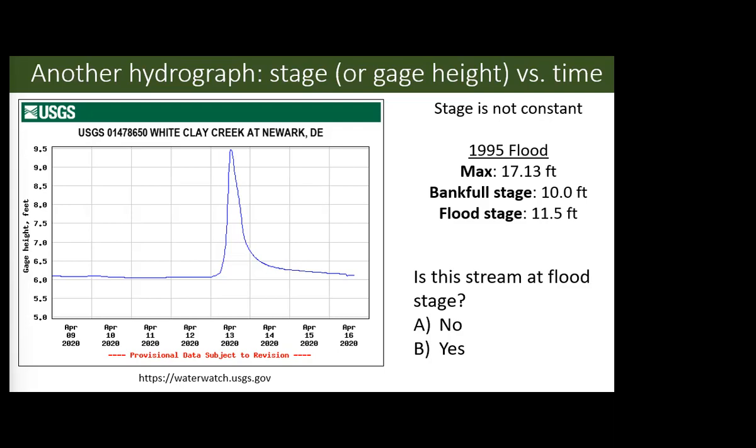What's the number at the top there? We're at 9.5 feet at our highest. Obviously, we got an influx of water, most likely from a storm event. But we're only going from 6 feet to 9.5 feet. The bank full stage is 10 feet. The flood stage is 11.5 feet. So we're still not there yet, but we're close. And we can see that we were almost to the bank full at 9.5 feet.